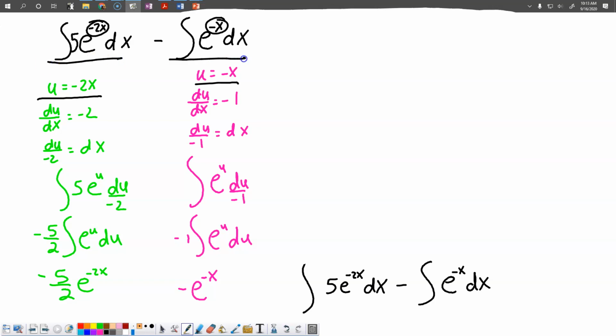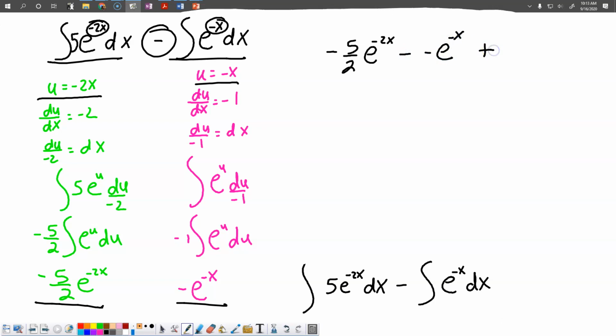But after we get those, we're supposed to be subtracting them, right? So here's my answer here, here's my answer here, and we're supposed to be subtracting them. Now, technically, after you integrate these, you should have a plus c. But I'm just going to put that on at the very end, okay? So we have negative 5 over 2 e to the negative 2x minus a negative e to the negative x plus c. And once again, when you have a double negative, just make it a positive. So we'll do that.